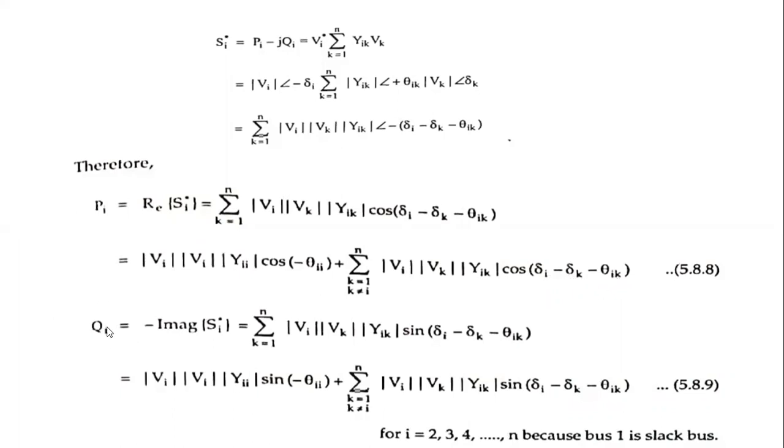Then we consider Q i as the imaginary part of Si conjugate. Imaginary of Si conjugate, and Si conjugate is this value, that is sigma k equal to 1 to N Vi Vk Yik at an angle of minus (delta i minus delta k minus theta ik). Okay, Qi is the imaginary part of this Si conjugate.